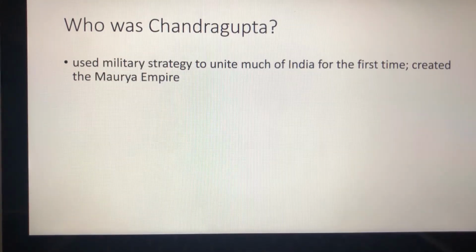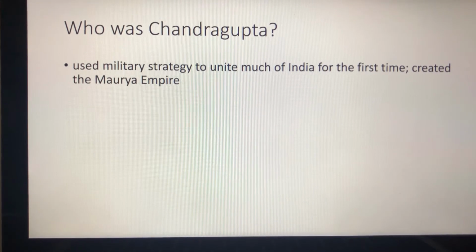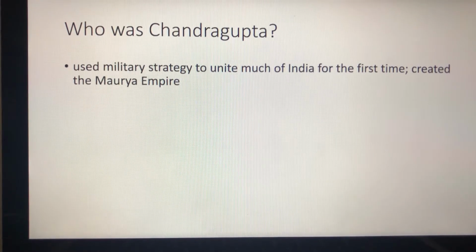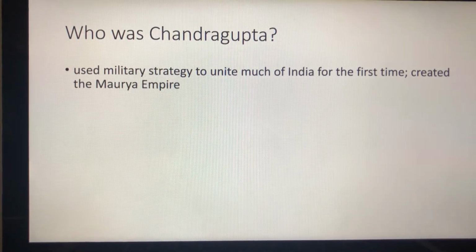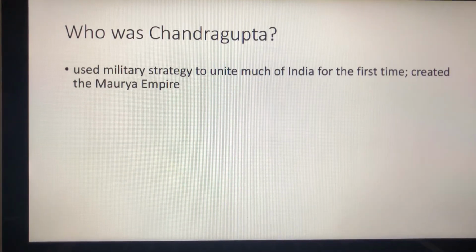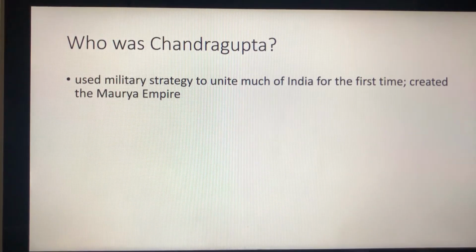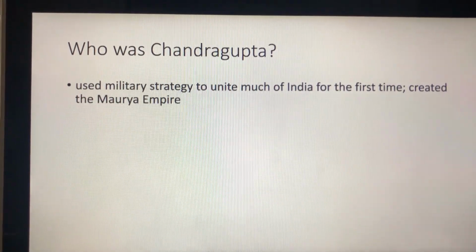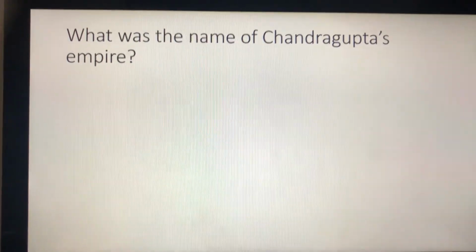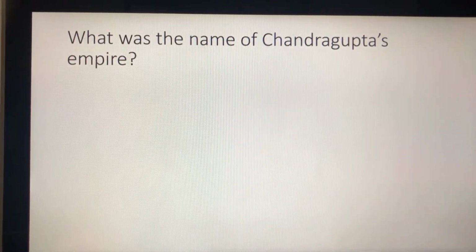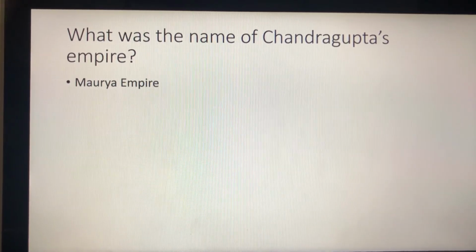All right, so again, keeping it simple, Chandragupta was a military strategist. He used military strategy to unite much of India for the first time. He created the Maurya Empire. For what we're studying, we could write a whole lot more here, but we really just want to keep it simple. Chandragupta created the Maurya Empire when he united the kingdoms of India, which hopefully you can now recall. What was the name of Chandragupta's empire? Since we just said it, it's the Maurya Empire.